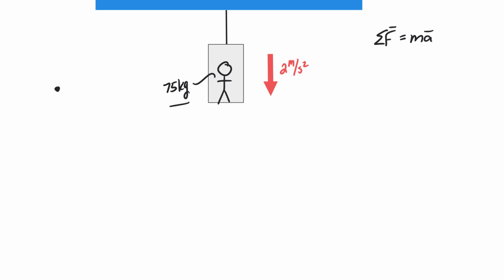Is the person experiencing any conservative forces or fundamental forces? Yes. So I'm going to draw an arrow representing what force? Gravity. That'll be a downwards arrow that represents the weight of the person.